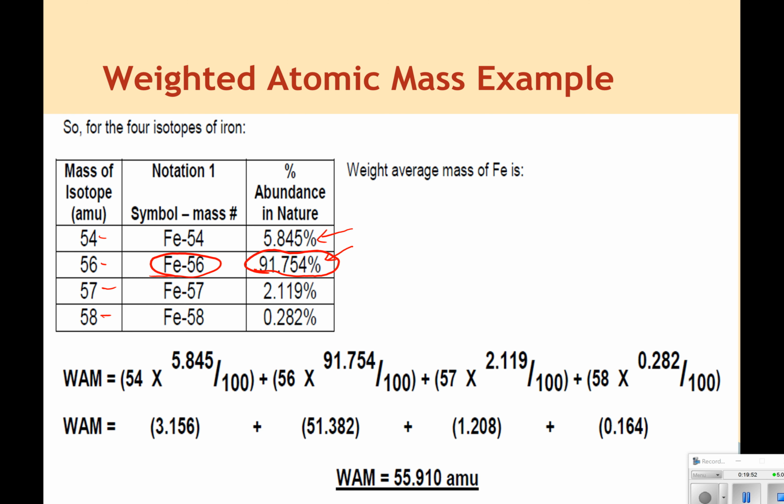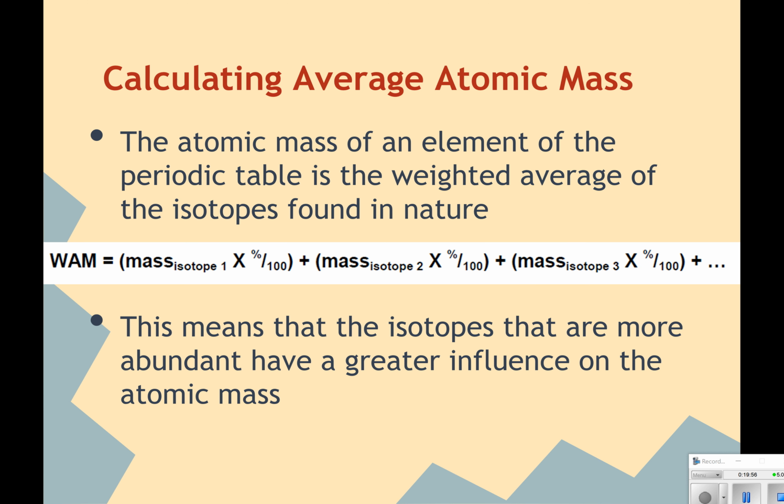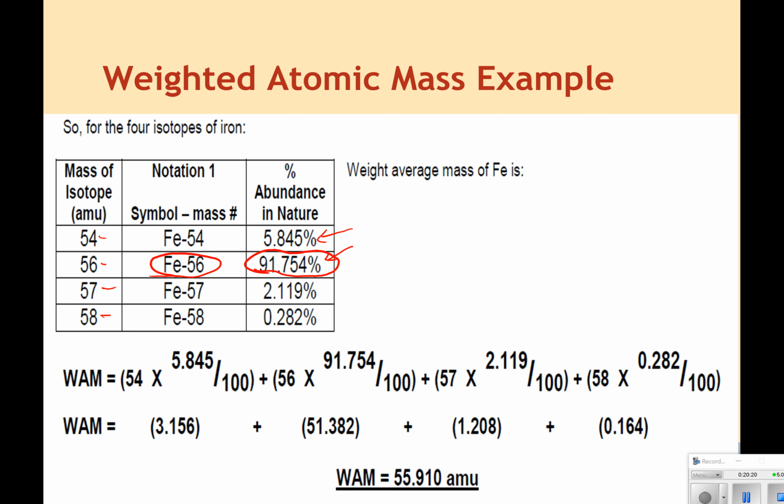Now what we're going to do is we're going to take, and I'll go back here and refer to this, we're going to take the partial percentages of the average of each isotope and add them together to get the total. So we're going to take the mass of the first isotope and multiply it by the percent abundance of that isotope over 100. And we're going to do that with the second isotope, third isotope, and so on.